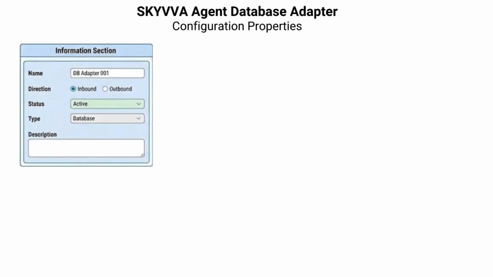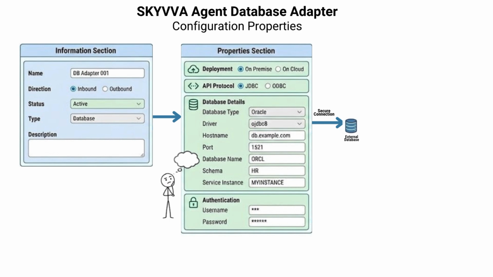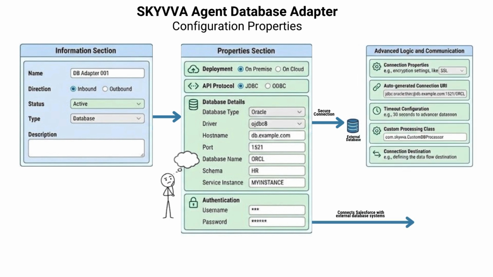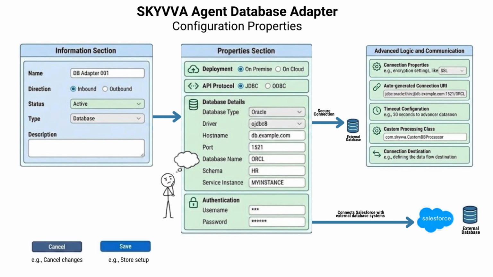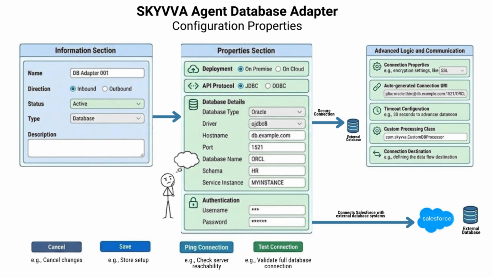Summary. This video explains the SKYVVA Agent Database Adapter used to connect Salesforce with external databases like SQL Server. We covered how to configure the adapter in the information section, name, direction, status, type, and the properties section, deployment option, JDBC, ODBC protocol, database type, connection settings, timeout, and insert operation mode. We also explained execution location Salesforce or agent, processing mode pushing or polling, and advanced options like custom processing class and connection destination. Finally, we reviewed key actions such as ping connection, test connection, save, and cancel, which help validate and manage the adapter setup for reliable data integration.